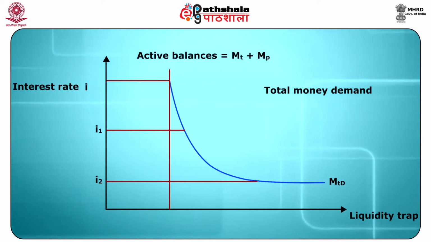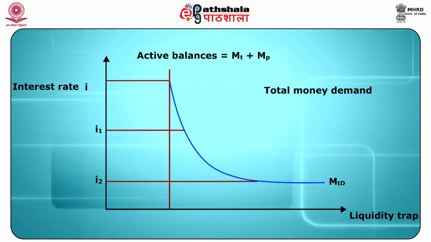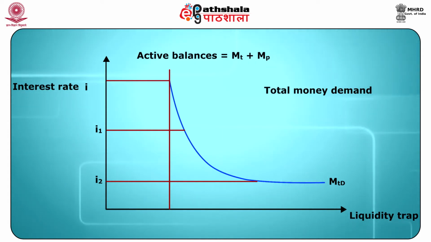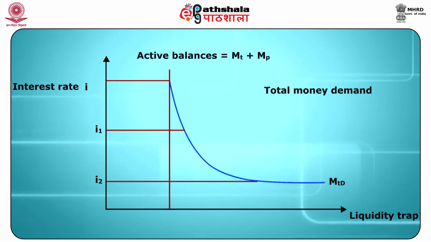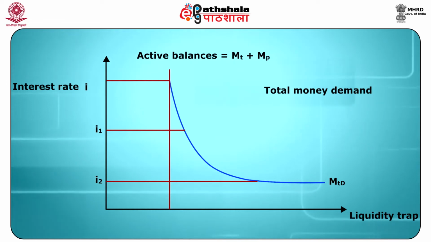Thus, the total demand for money is given by MTD is equal to MT plus MP plus MS, the sum of all the three. And the total demand curve would be a horizontal summation of all the three curves.